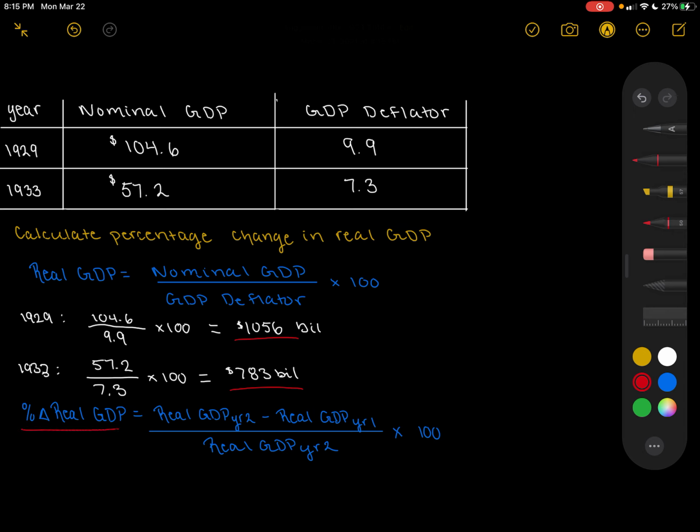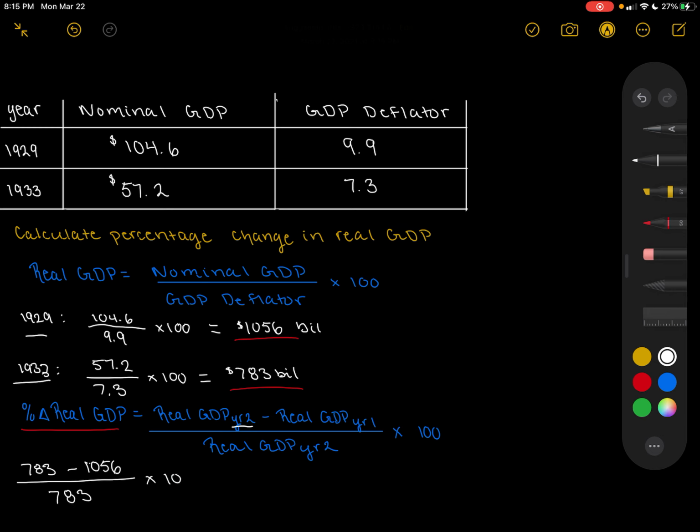All right, now that we have these real GDPs, we can now calculate the percentage change in real GDP. So you can see the function written down here, and to start, we're going to take this real GDP in year 2, and in this case, that's 1933. It's the second year that we're evaluating. So we have a real GDP in 1933 of $783 billion. Subtracting from that the real GDP in year 1, so in 1929, we had 1,056, and that gets divided by the real GDP in year 2, which again is 783.